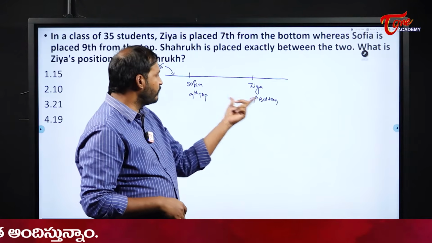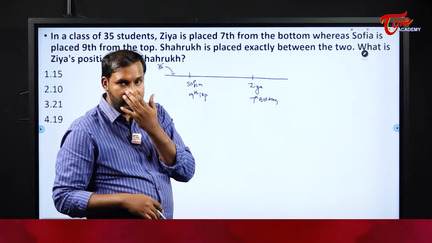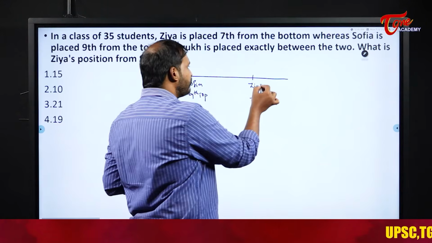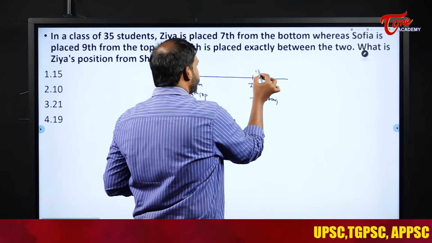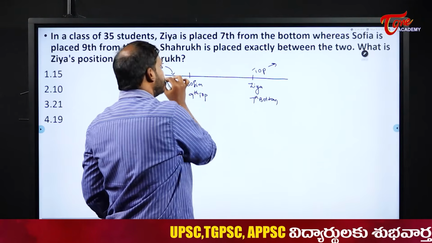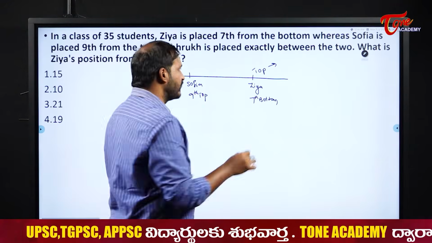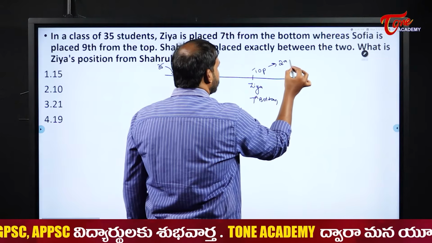If you find any one person's value, you can find the other. This is from the top and this is from the bottom, right? Now I will try to find Zia's position from the top. From the top, she will become what, students? Total how many persons are there? 35. So 35 minus 7 is 28, plus 1, it will become 29. From the top, her position is 29th.